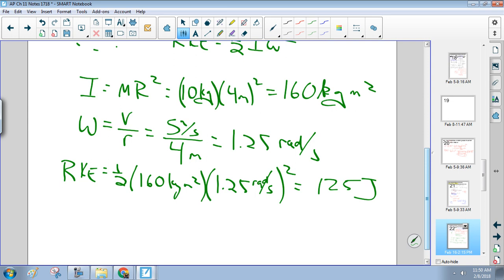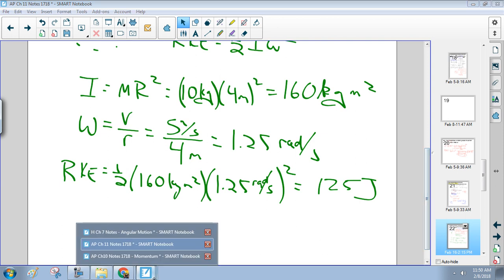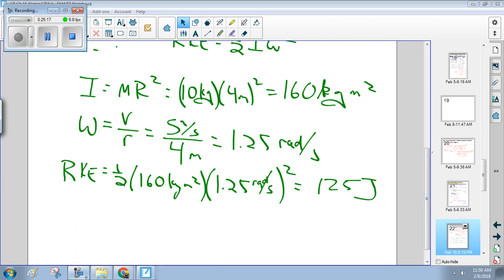So if you're looking at a point particle moving in a circle, you can consider its energy as either kinetic energy, traditional, or rotational, and you'll get the same result. So there we go. That is it for rotational kinetic energy and rotational inertia.